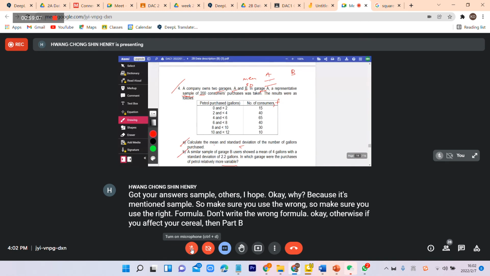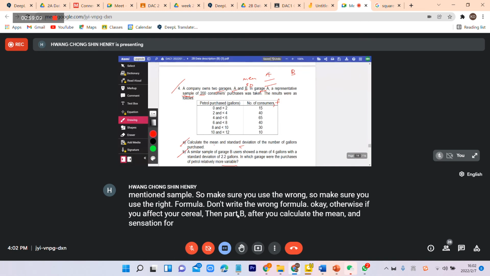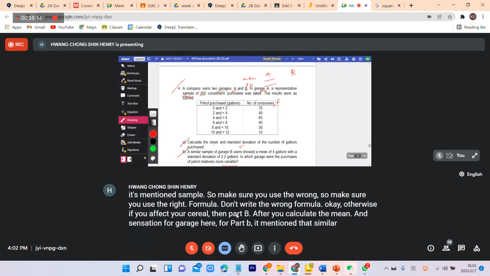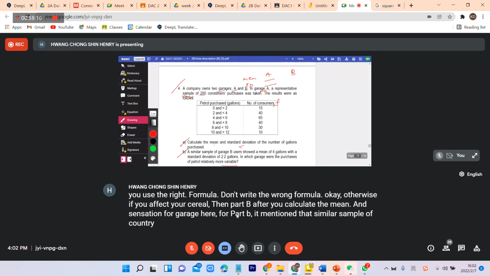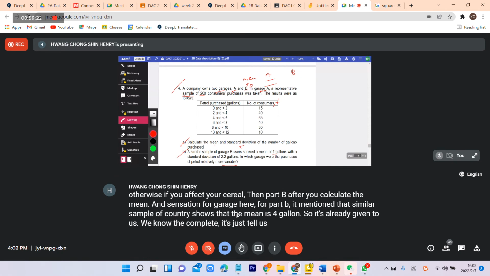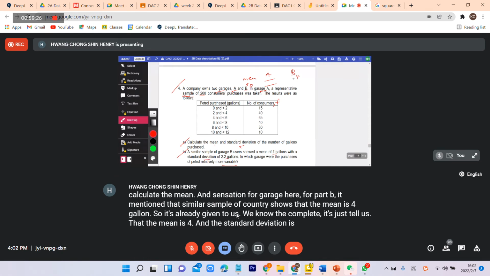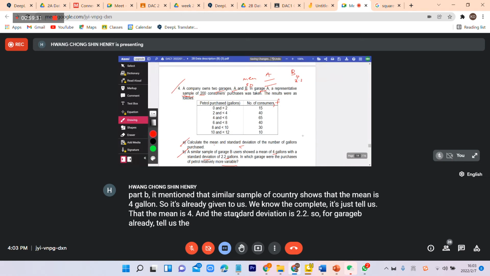Then part B, after you calculate the mean and standard deviation for garage A, it mentioned that a similar sample of garage B shows that the mean is 4 gallons. So it's already given to us. We don't need to calculate. It just tells us that the mean is 4 and the standard deviation is 2.2. So for garage B, it already tells us the mean and standard deviation.